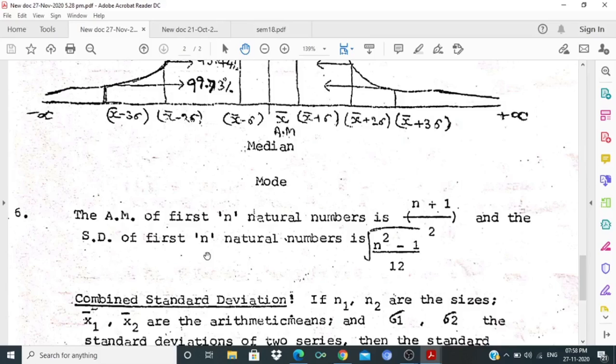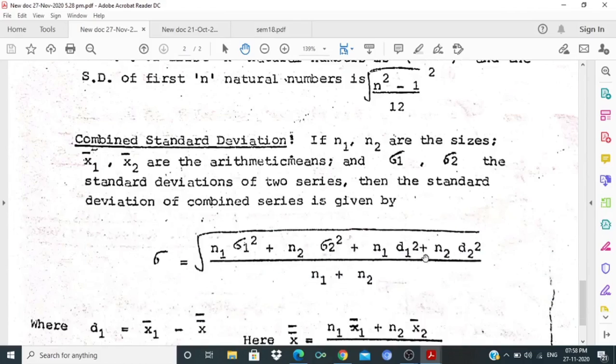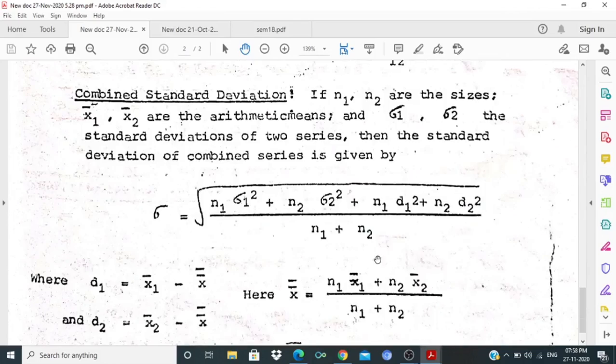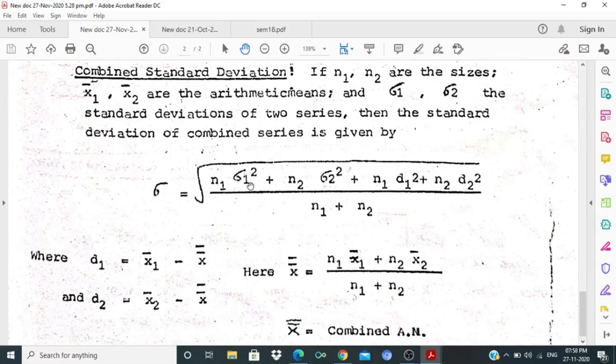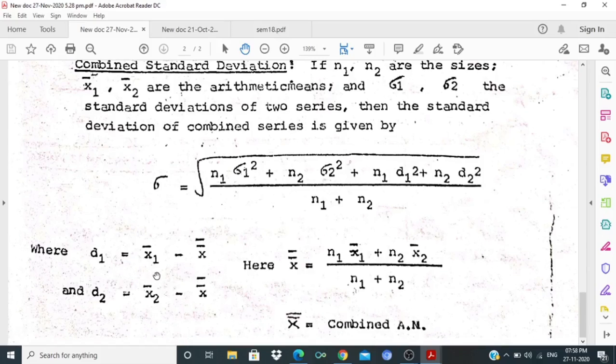Similarly, the standard deviation of the first n natural numbers is the root of (n square minus 1) by 12, or the variance of the first n natural numbers is (n square minus 1) by 12. The combined standard deviation is also calculated. Suppose sigma 1 square is the variance of the first observations; we can find the combined standard deviation like this. D is equal to x1 bar minus x double bar, where x double bar is the combined average. These are the properties of standard deviation.